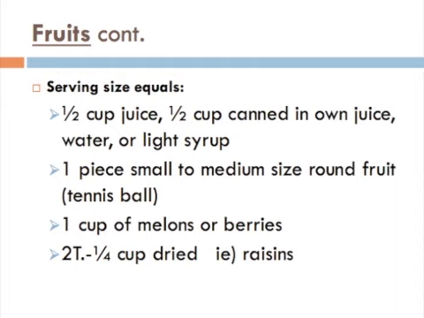Melons and berries have more water in them, and so a cup of a melon would be considered a serving size. And then 2 tablespoons to 1/4 cup of dried fruit, such as raisins, because the water has been removed from that type of fruit and the carbohydrate is more concentrated. That's why the portion size is smaller.